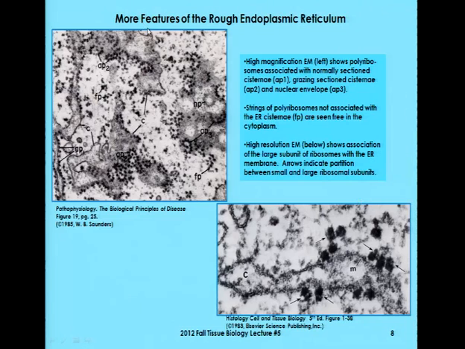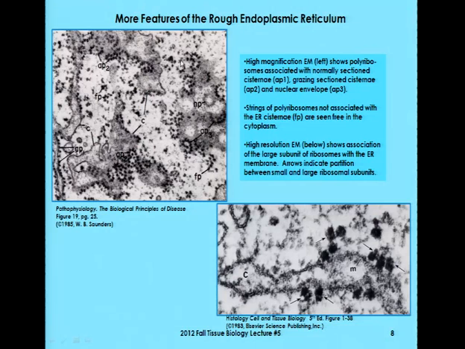Here we're seeing more features of the rough endoplasmic reticulum by EM. And in this EM section, we're seeing different views of the rough ER. This is showing a typical view of the rough ER, where we see the cisternae, or one cisterna, and the ribosomes that are attached to the membrane. In other parts of this section, we're actually seeing grazing sections through the rough ER and the attachment of the ribosomes onto this grazing section of the rough ER.